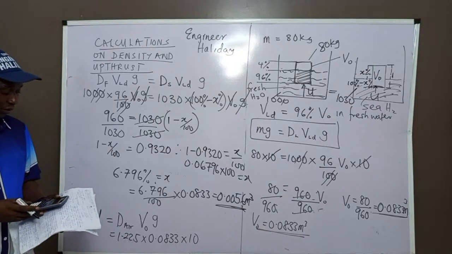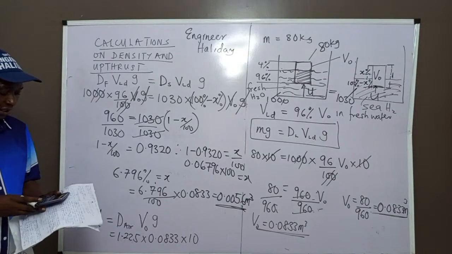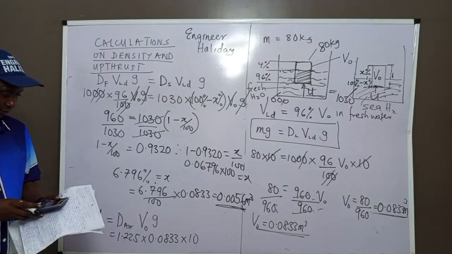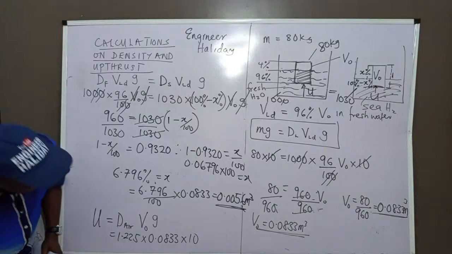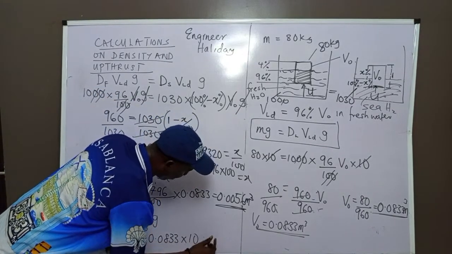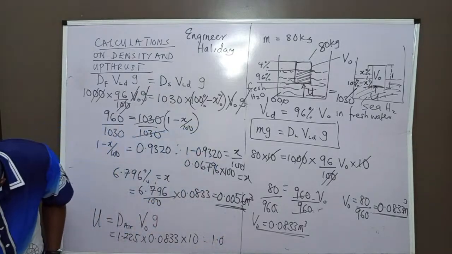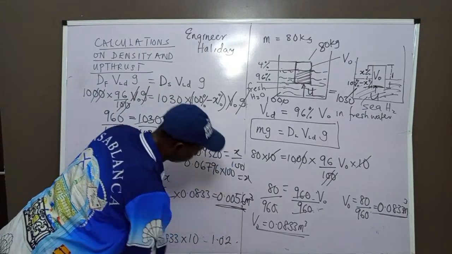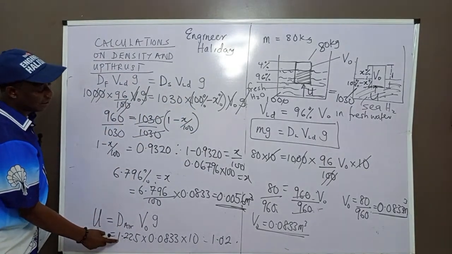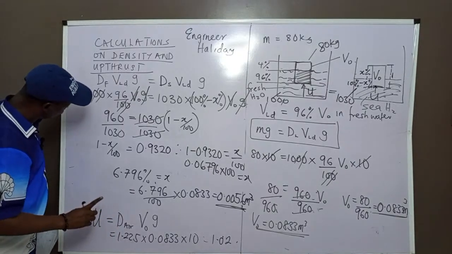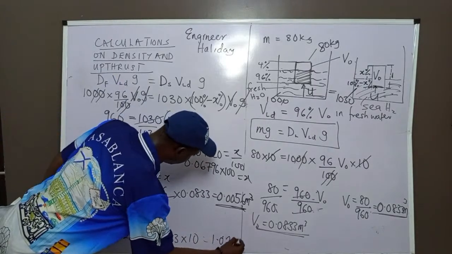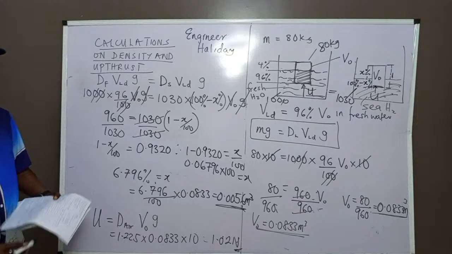1.225 times 0.083333 and times 10. So we are going to have approximately 1.002. So that's what we want to have. Don't forget density. If they give you the density of air, any density given to you is what you are going to use. Don't use your own. Use the density given to you, and the unit is Newton. So that's what we want to use to solve the question.